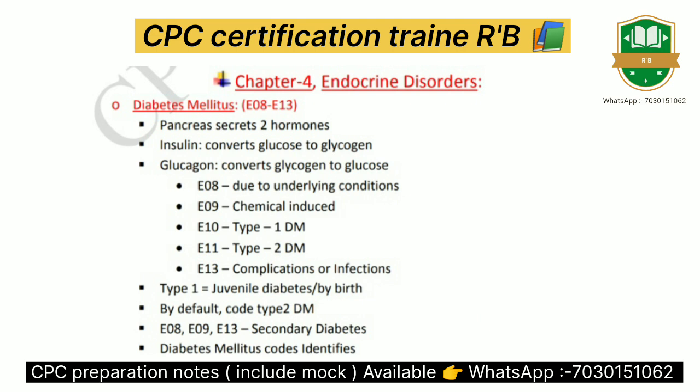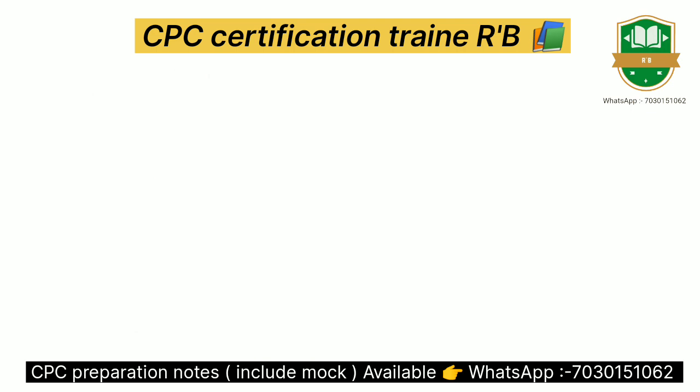In primary diabetes mellitus, there are two types: type 1 and type 2. Type 1 is E10 and type 2 is E11. And secondary diabetes includes 3 types. First, underlying condition, that is E08. Then drug and chemicals, that is E09. Then complications, that is E13. And general diabetes by birth, that is including type 1.